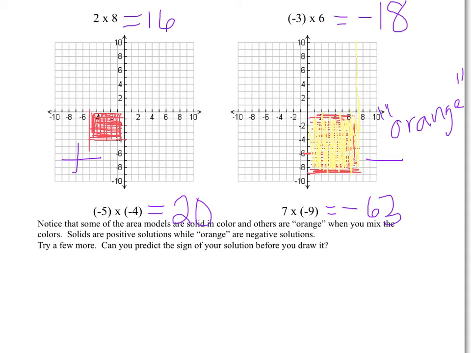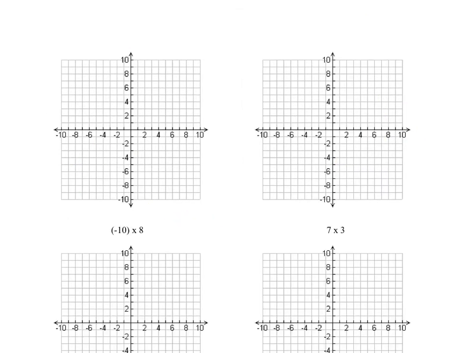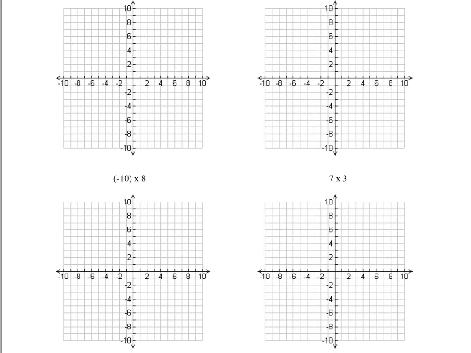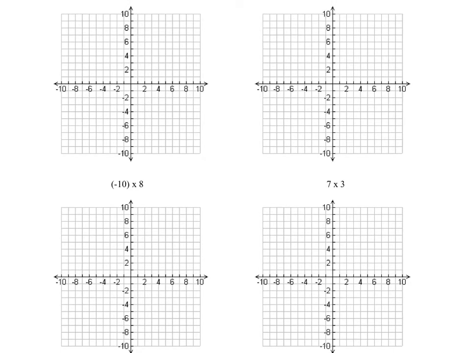So it says, notice that some of the area models are solid in color and others are orange when you mix the colors. Solids are positive solutions while orange are negative solutions. We're going to try a few more and see if you can predict the sign before you draw it. So our next problem is negative 10 times 8. Can you make a prediction right now whether your solution is going to be negative or positive? Go ahead and jot it down right here. See if you're going to be right.